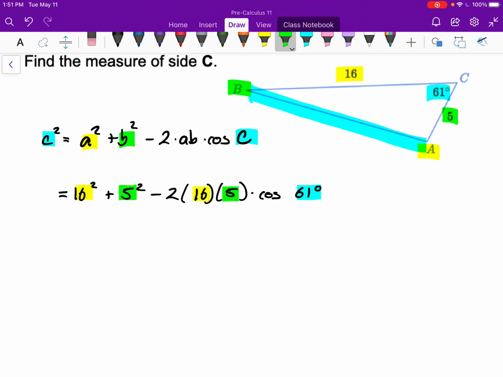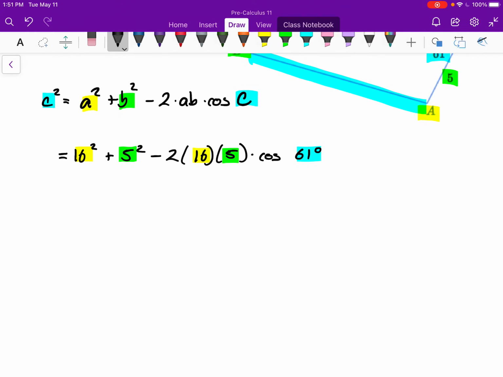And really, at this point, I can just type everything on the right into a calculator. There's no variables left there. So if I type 16 squared plus 5 squared minus 2, and so on, I should get about 203.4. Keep in mind, that's not C, that's C squared.